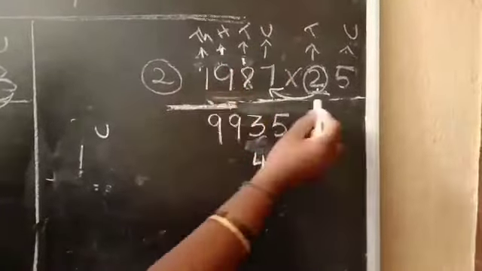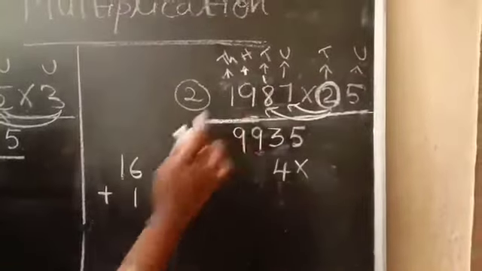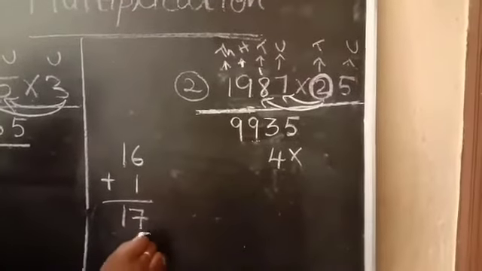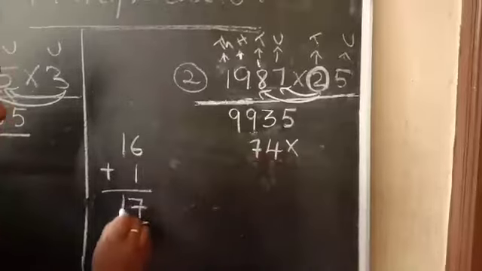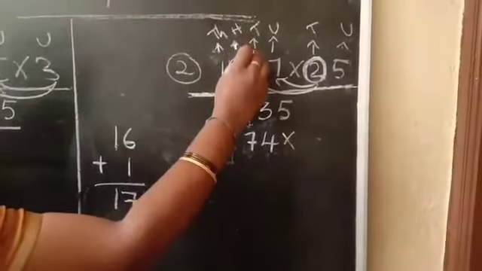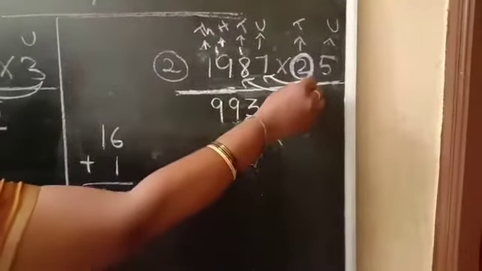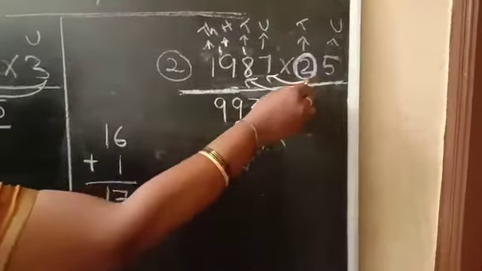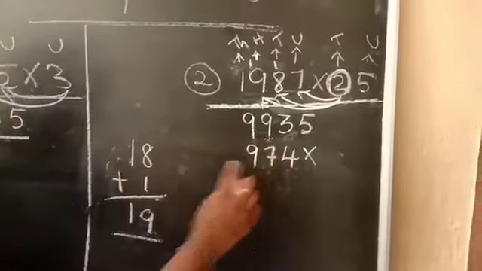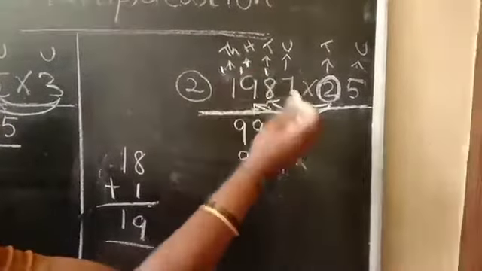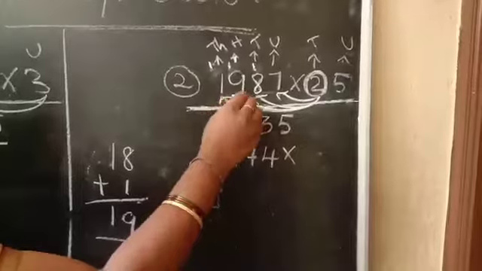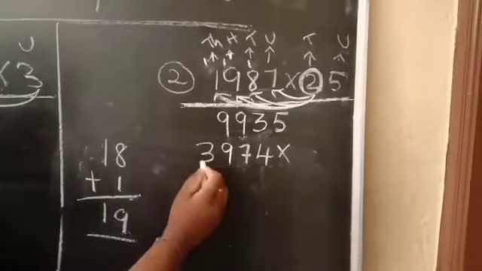So 2 8s are 16. 16 plus 1 is 17. This 7 should be written here. 1 should be carried on hundreds place. Now 2 9s are 18. 18 plus 1 is 19. 9 should be written here. 1 should be carried on thousands place. 2 1s are 2. 2 plus 1 is 3.